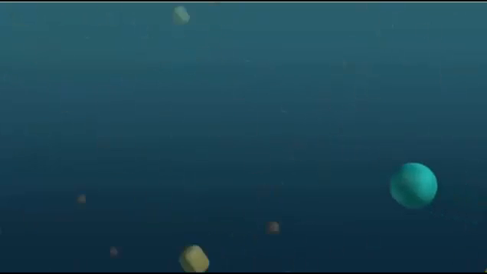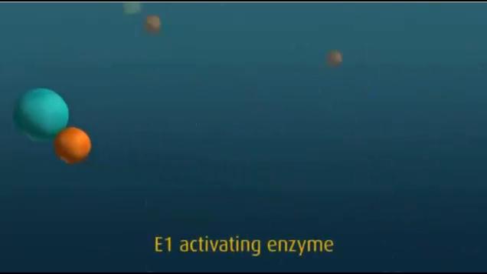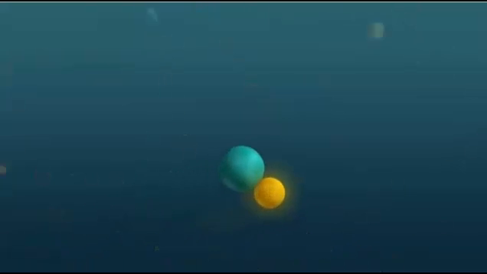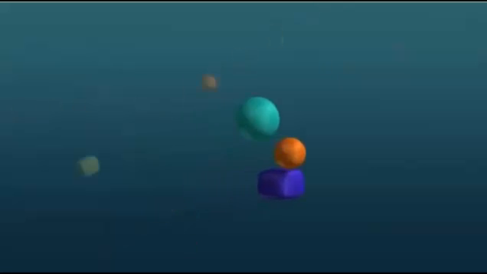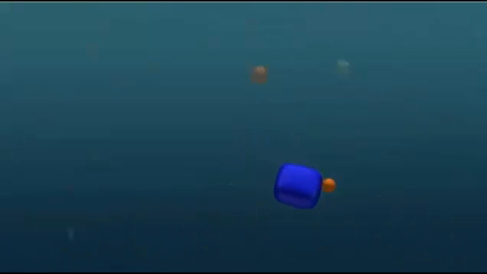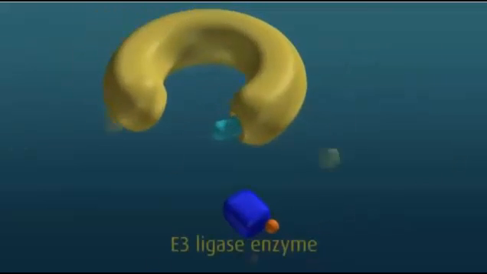First, it must be primed for action by an E1 ubiquitin activating enzyme. This process also requires energy in the form of ATP, or adenosine triphosphate. The activated ubiquitin is then transferred from the E1 onto a second enzyme called an E2 ubiquitin conjugating enzyme. This enzyme acts as an escort for ubiquitin to its next destination, the E3 ligase enzyme.